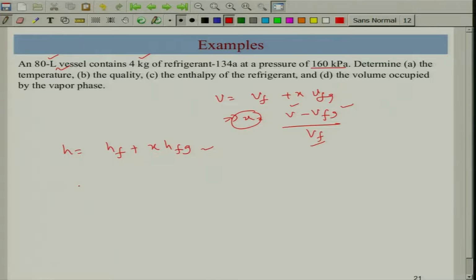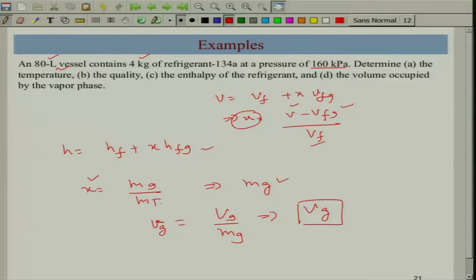For the volume, particularly the volume occupied by the vapor phase, you know that x is nothing but m g by m total. Okay, x you have calculated from here, m total you know is 4 kg, so this gives you mg. Capital V g, divided by m g is small v g, which is a specific volume. So, from here you can get your v g, because this is from the table.